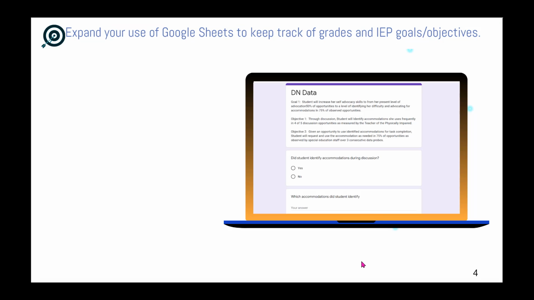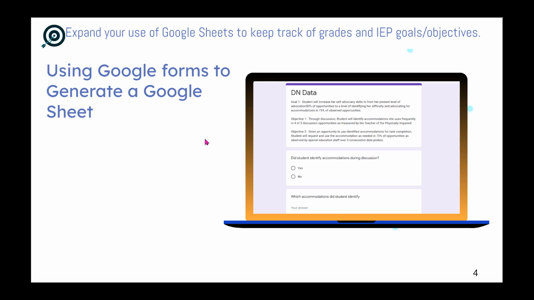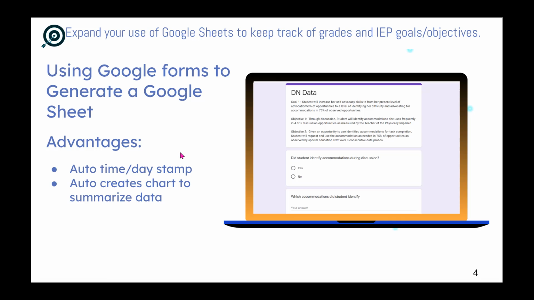So first, we're going to talk about using Google Forms to collect data. I've found Google Forms to collect data to be the most efficient method. I love Google Forms for so many reasons, but some of the advantages of using them to collect data are that you automatically get a time and date stamp when you fill out the form. You automatically get a chart to summarize your data, which is nice to show parents or others during a meeting.